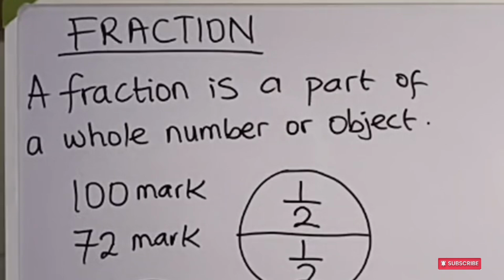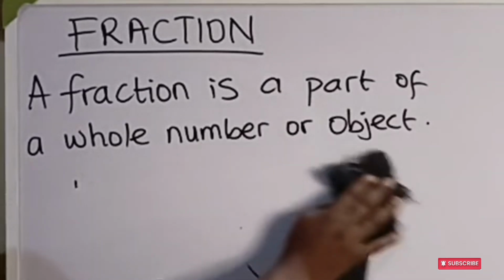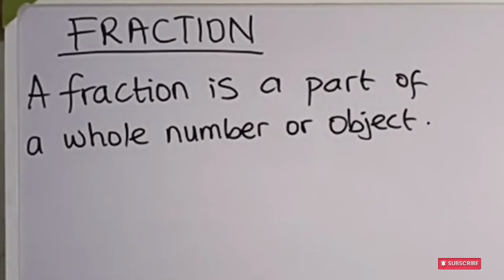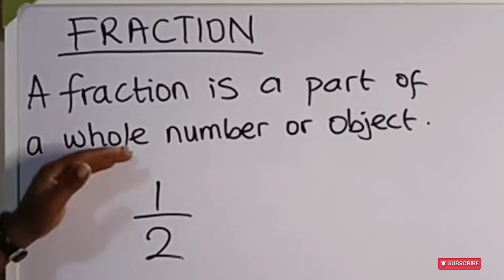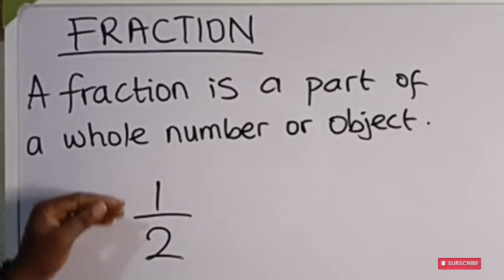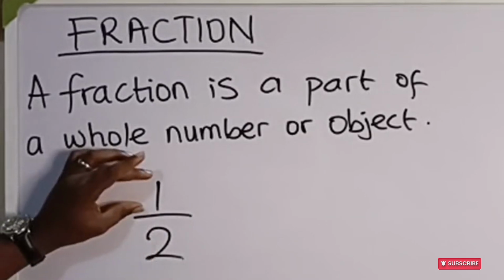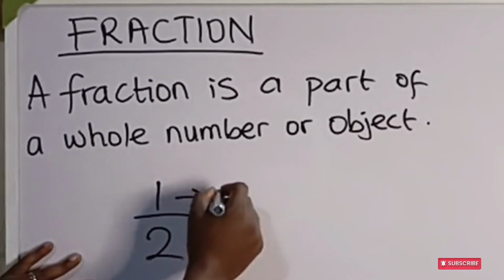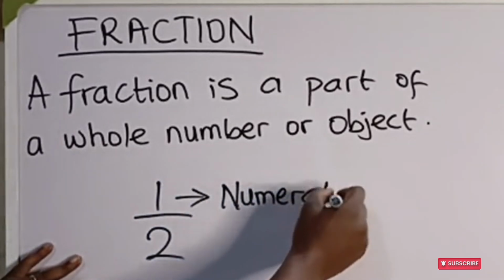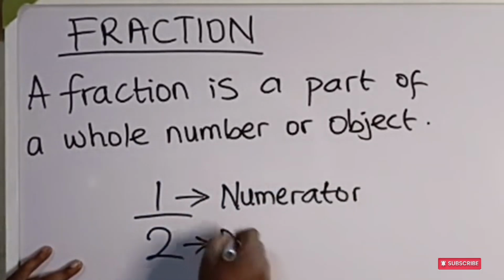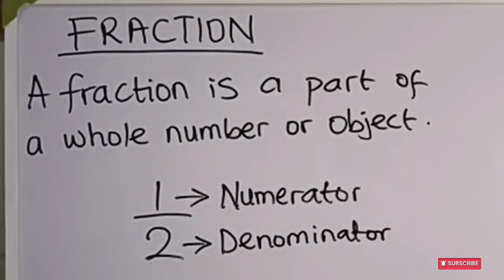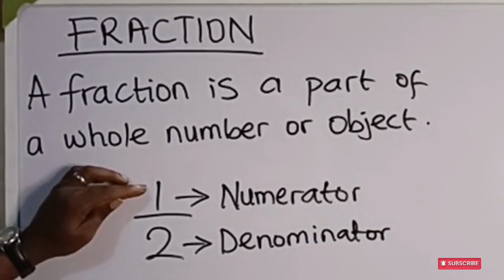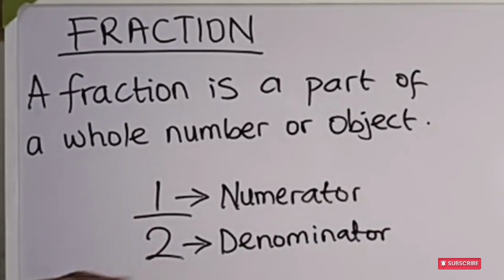So now we are going to look at the basic parts of a fraction. Whenever you see a fraction, it is basically made up of two parts. If you have a fraction 1 over 2, this is a fraction written in numerical form, 1 over 2. The number on top is called the numerator, and the number at the bottom is the denominator. Okay, so the number we have at the top of the fraction is the numerator. The number we have at the bottom is the denominator.